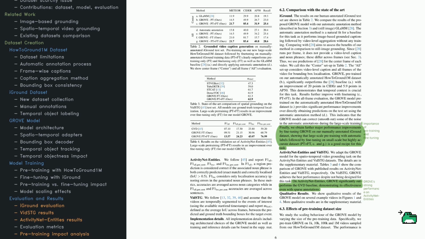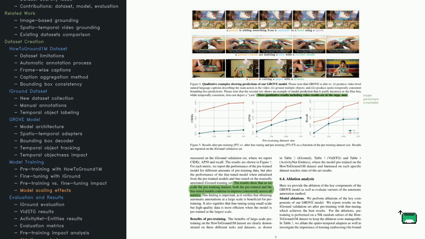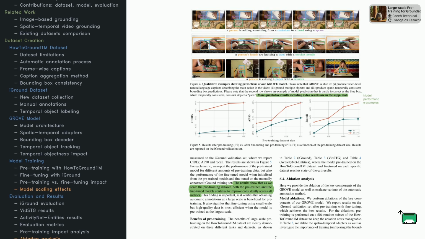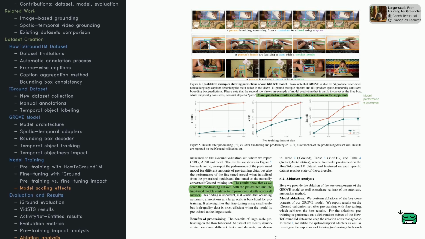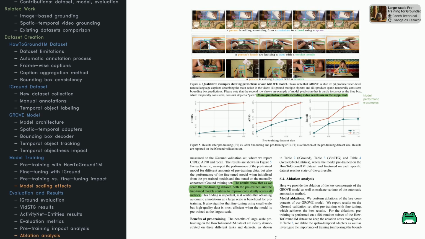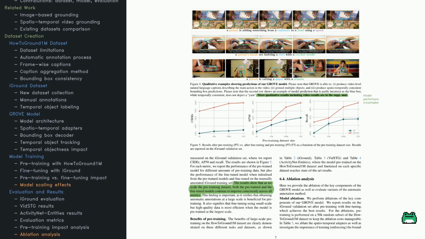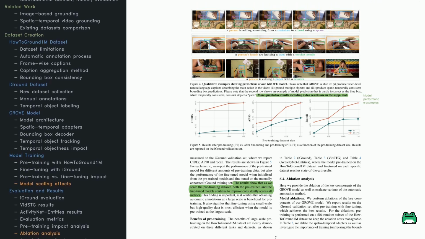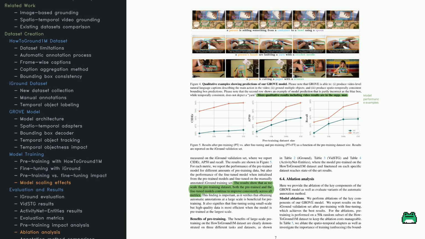Next, let's look at how Grove behaves in more qualitative, real-world examples, and see what happens if we tweak different parts of the model. Here we get a closer look at how Grove performs in actual video scenarios. Look at Figure 4, where you'll see full captions along with bounding boxes for objects like spoon or bowl. The bounding boxes remain stable over time, which is exactly what we want. Still, there are occasional mistakes.